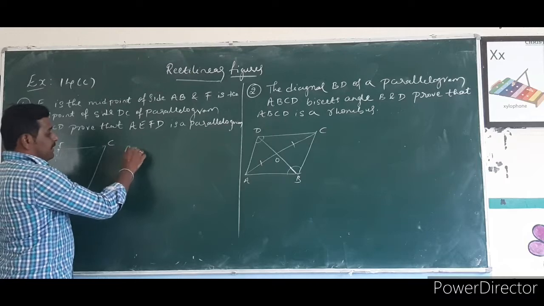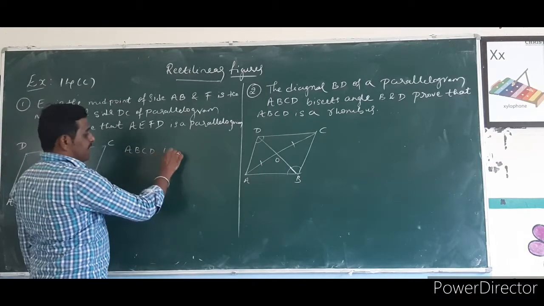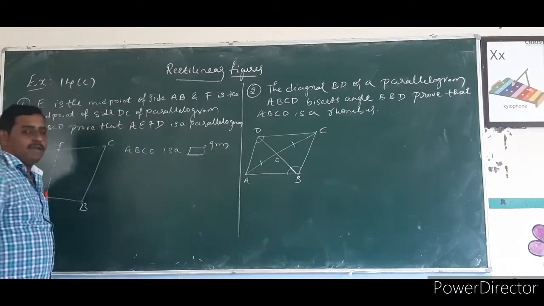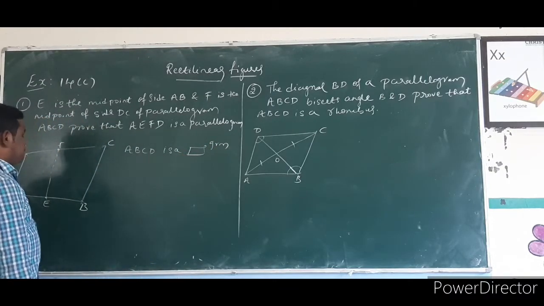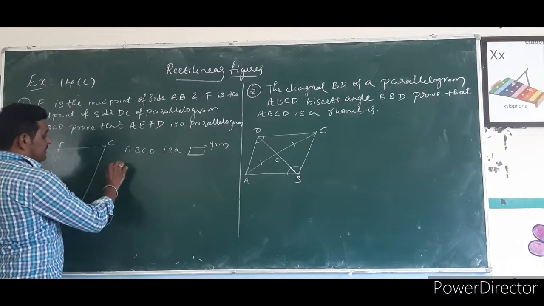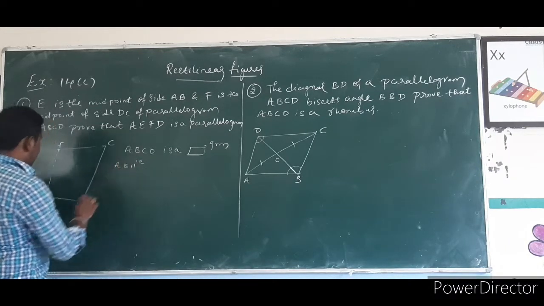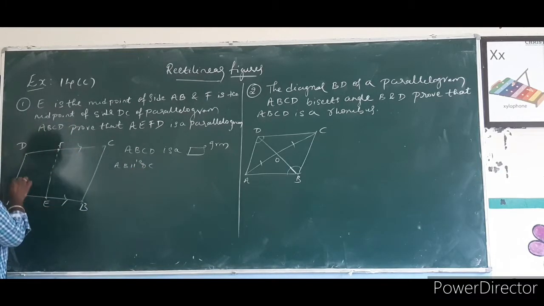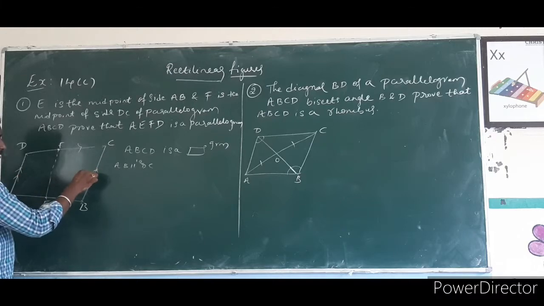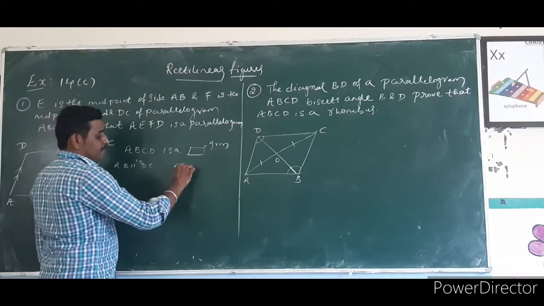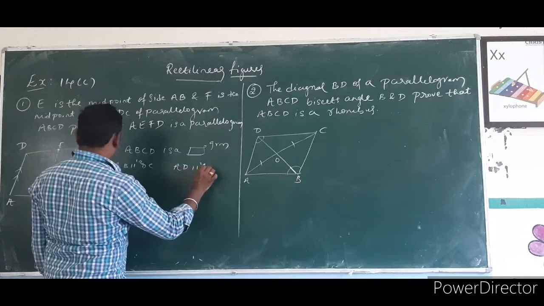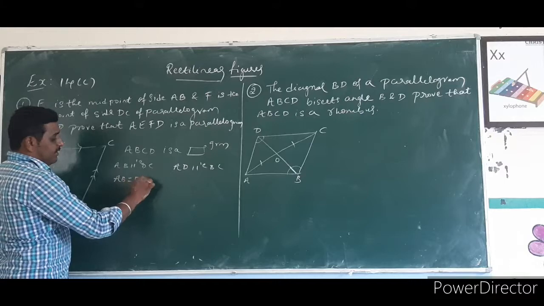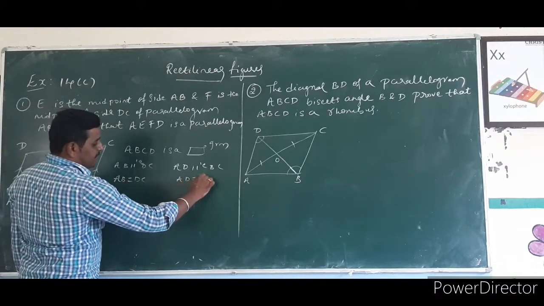Here they are given ABCD is a parallelogram. This symbol represents parallelogram. So what is meant by parallelogram? Opposite pairs of sides are parallel and equal. AB parallel to DC and AD parallel to BC. And these opposite parallel sides are equal. AD is equal to BC.